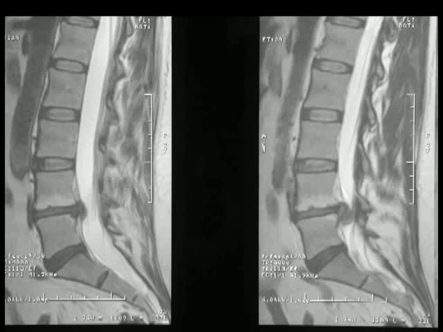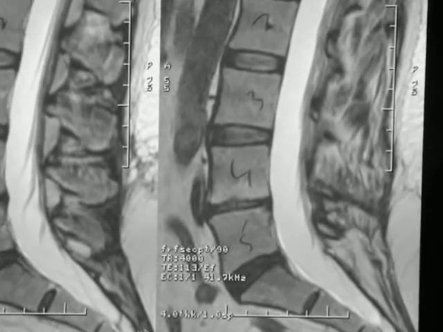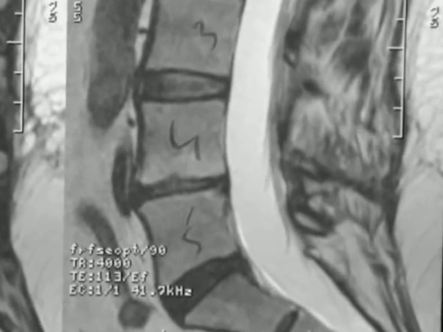This is a very large disc herniation at the L4-5 level. You can see the significant disc space narrowing. This patient ultimately went on to develop severe back pain at a later time, which required additional surgery. This is that same patient later who went on to develop severe back pain requiring a fusion operation.